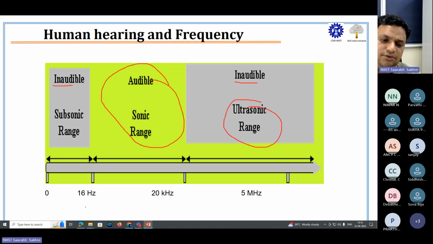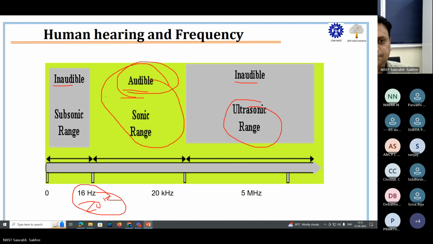Here it is 16, but usually it is 20 hertz. So you can assume nearby 16 to 20 hertz, up to 20 kilohertz. That is where human hearing can be done, that is where the sound will be audible. Otherwise, it will be inaudible.